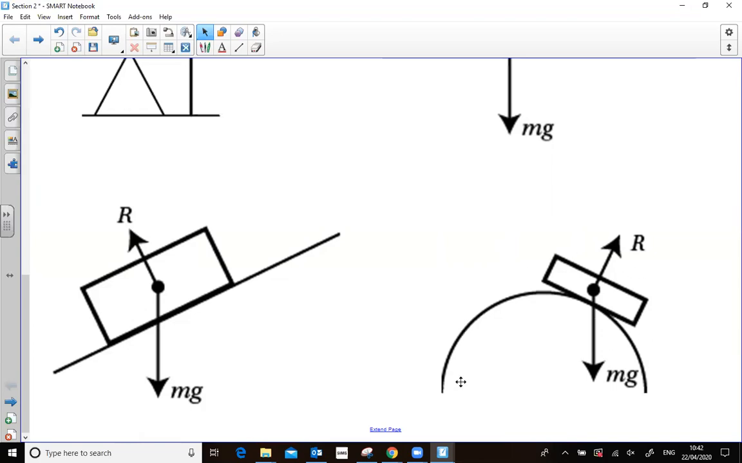And in the last diagram, we have a slightly strange surface, which is a circle. So imagine you have a box resting on top of a bowl. Again, the weight goes directly downwards. However, the normal reaction force R goes perpendicular to the surface.